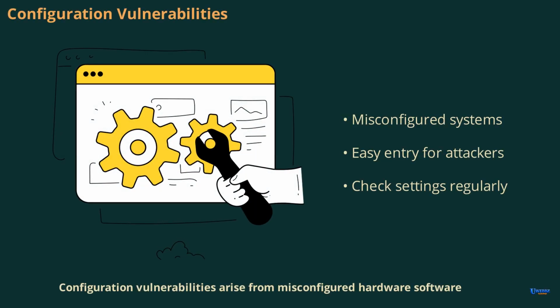Configuration vulnerabilities arise from misconfigured hardware, software, or network settings. These are not flaws in the code itself, but rather in how systems are set up. Common examples include default or weak passwords, open ports, and improper permissions. Attackers often scan for these weaknesses, as they can provide easy entry points into systems.